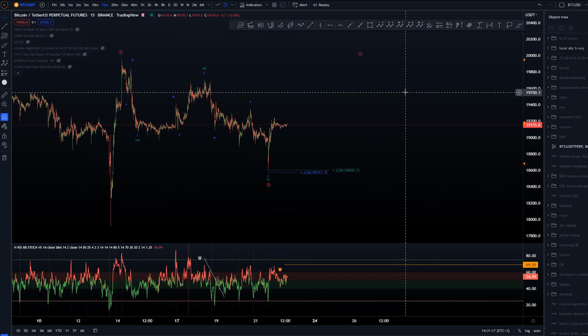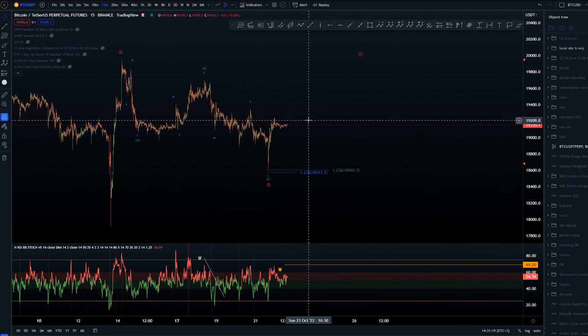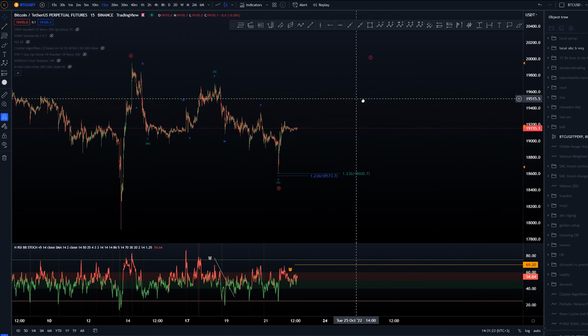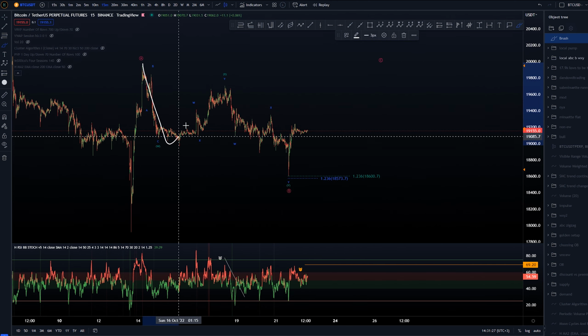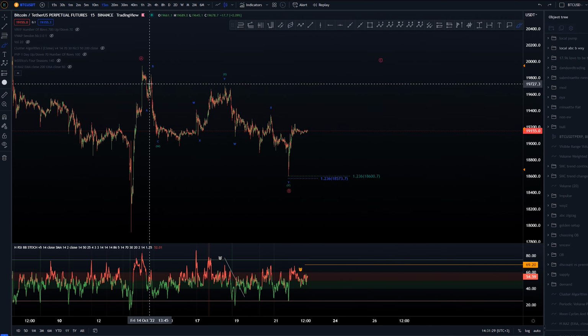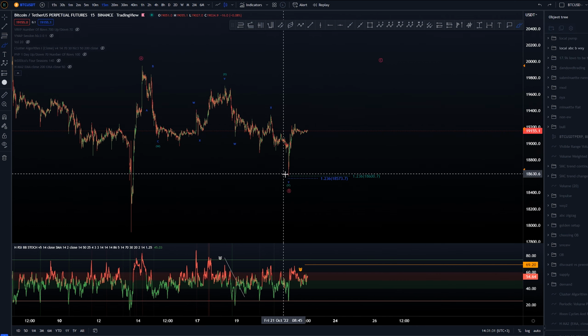So yeah, both are possible, of course. I just prefer this one at the moment, I feel like. So I'm just going to delete the other one, and yeah, that is it. However you want to be labeling this, I do feel like that is a three-wave structure, which has a very good possibility of being completed.